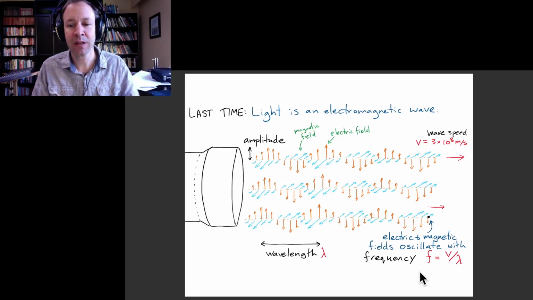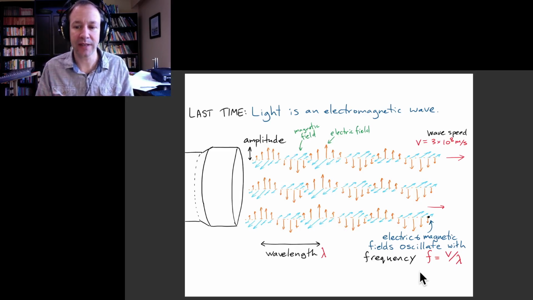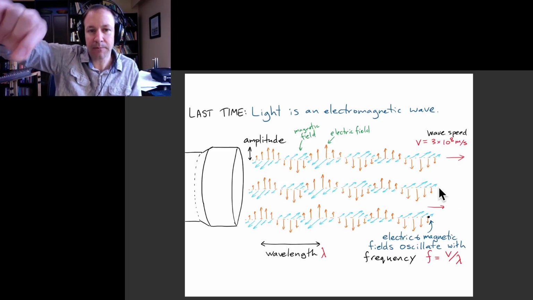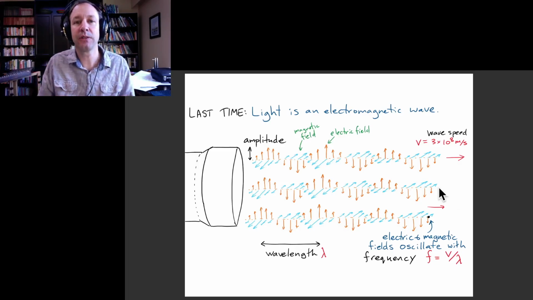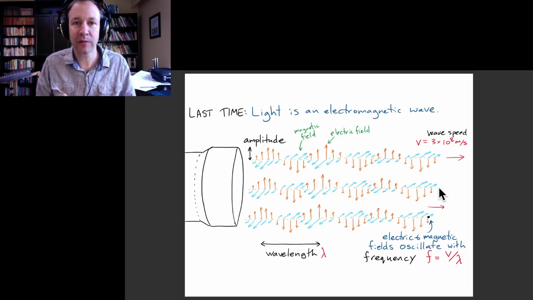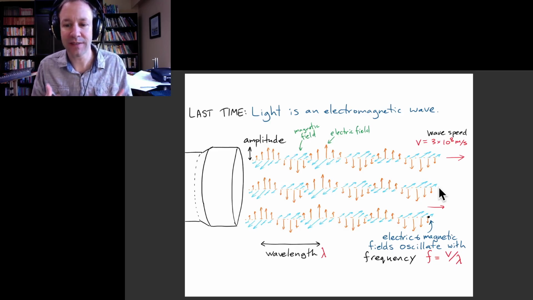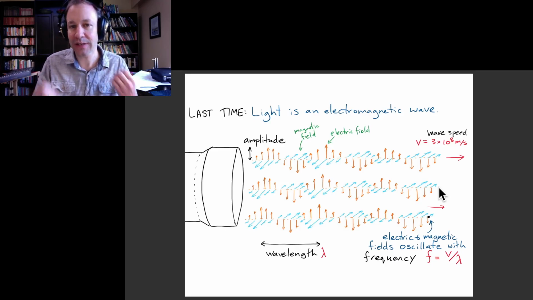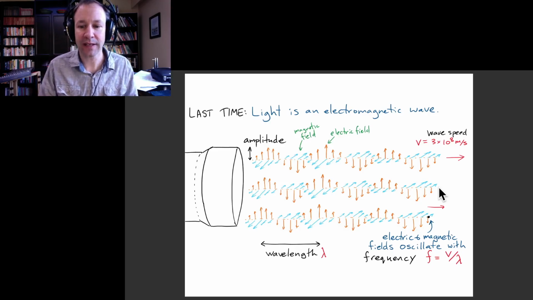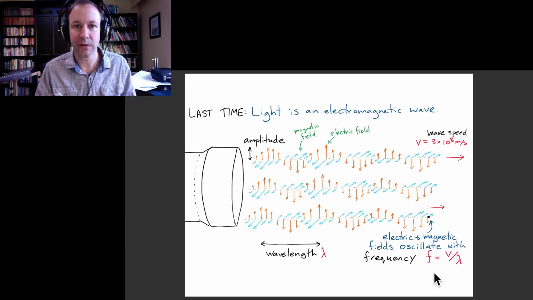And finally, we can assign a frequency to the wave, which is, if I go to a particular point, and if I were able to look at how the electric field is varying with time at that particular point, it would be oscillating back and forth. And so the frequency of our wave is just the frequency of that oscillation. And just like for sound waves, the frequency, the wave speed, and the wavelength are related by this basic formula.